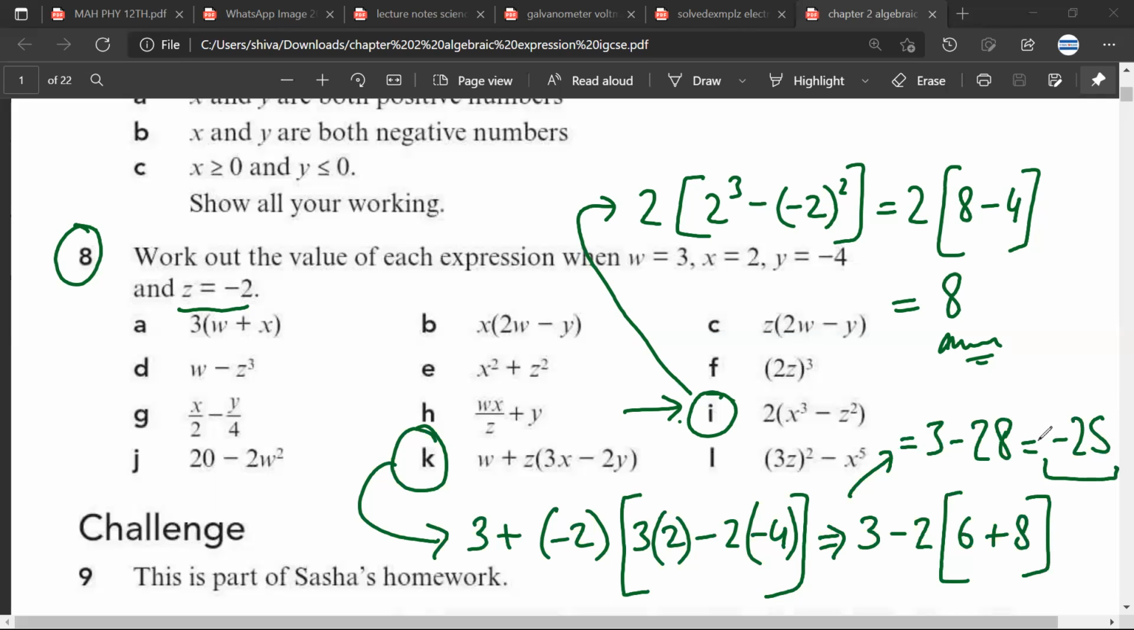Mr. Sarthak, is the answer minus 25? Yes, sir. Mr. Aryaman, is it minus 25? K part? So I got 14. You got 14. Yeah. w is 3, z is minus 2. 3 into 2.